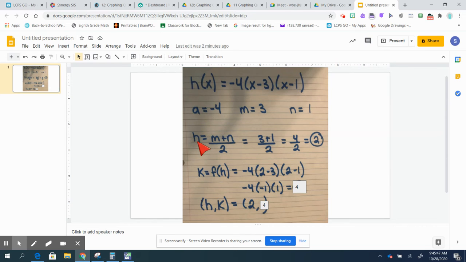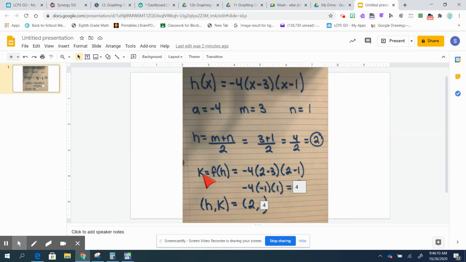To find our h, if it's easy, you can look at what's right in the middle of these two, and that would be 2, or use your formula, which is m plus n divided by 2. 3 plus 1 divided by 2 is equal to 4 divided by 2, which is equal to 2. Did not make a mistake there. So that is our h.